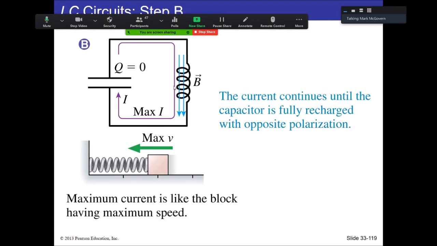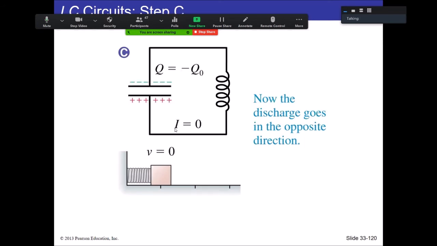The current's at a max, the capacitor is completely discharged, and all of the energy is now in the inductor. But then as that starts to go down, the potential energy is going to start to increase in the spring again, and the energy in the capacitor is going to start to increase again as well. And so it's just like the block going back and forth.